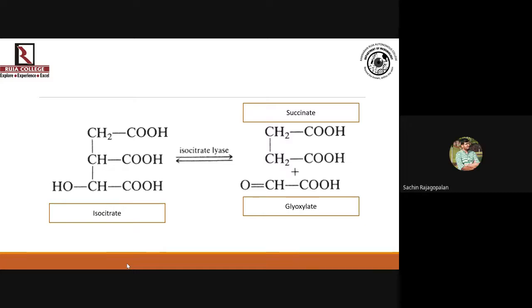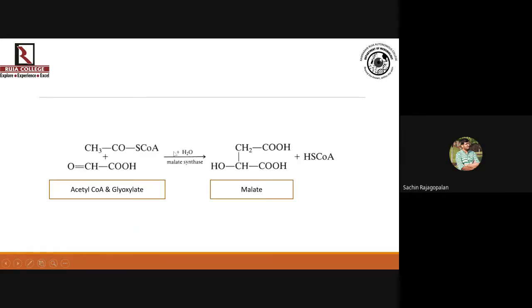process. Okay, so you saw this reaction wherein isocitrate is being split to form succinate and glyoxylate. This glyoxylate will combine with another molecule of acetyl-CoA in presence of water, wherein we release CoASH. Malate synthase is your enzyme and you get malate. Malate, you know that is a part of TCA and can be converted to oxaloacetic acid.